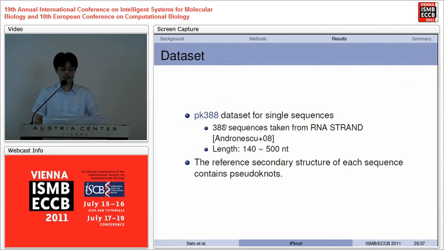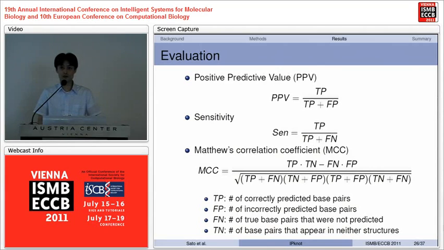We employed the PK388 dataset for single sequences, which contains 388 sequences taken from the RNA STRAND database. The reference secondary structure of each sequence contains at least one pseudoknot. We evaluated the prediction accuracy through positive predictive value, sensitivity, and Matthews correlation coefficient. MCC is used as a balance measurement between these two measurements.